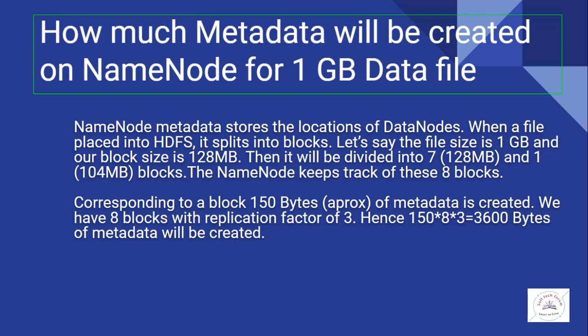Corresponding to a block, 150 bytes of metadata is created. We have 8 blocks with replication factor of 3 by default. Hence, 3600 bytes of metadata will be created for 1 GB of data file.